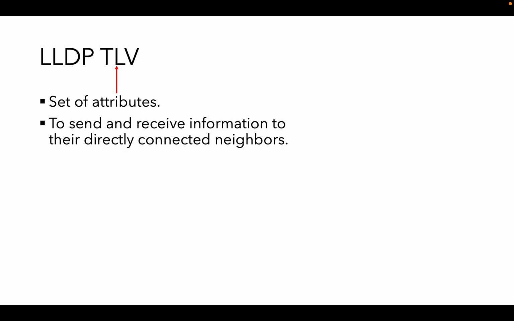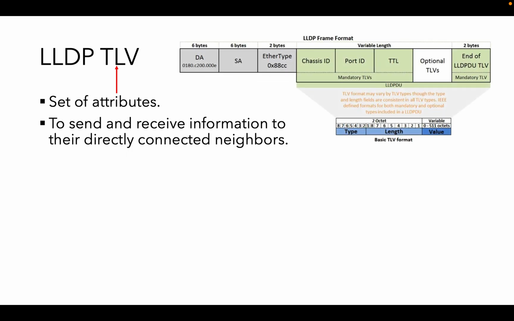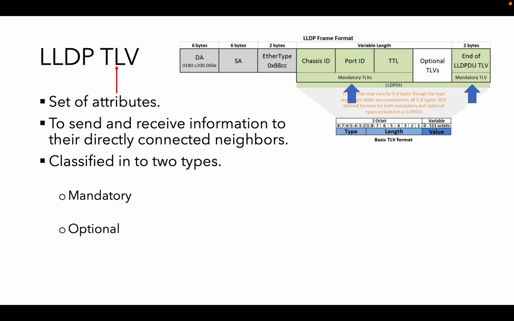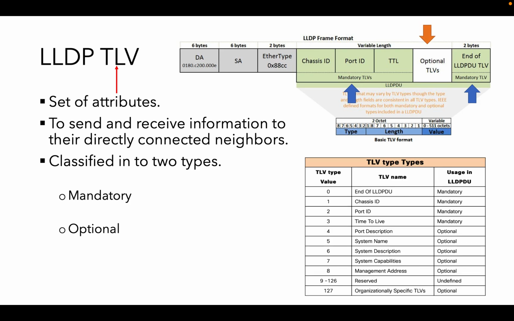LLDP-enabled devices use a set of attributes to discover neighbor devices. These attributes are referred to as TLVs. LLDP-supported devices use TLVs to send and receive information to their directly connected neighbors. LLDP TLVs are classified into two types: mandatory TLV and optional TLV. Let's have a look at the different TLVs that we have.